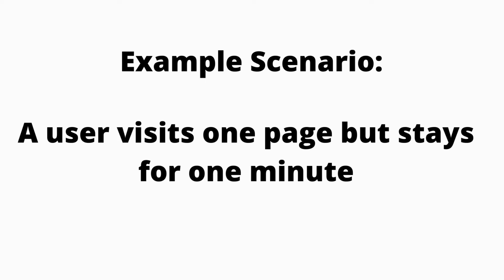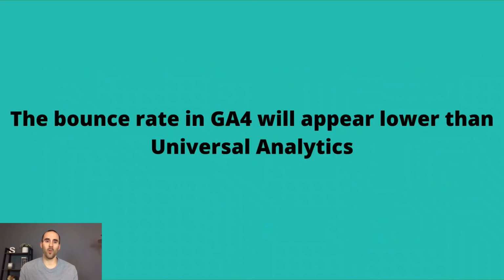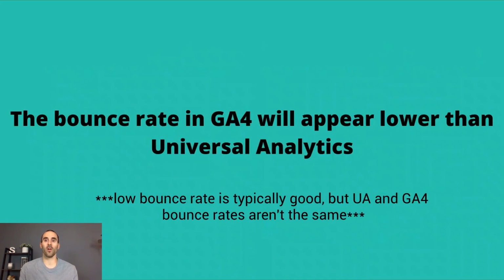Using the definition of Universal Analytics, where someone comes to your website, they look at one page and they leave, that counts as a bounce. Now, the definition of an engaged user in GA4 has that 10-second threshold. So if they stay longer than 10 seconds, that counts as an engaged session. And remember, to find the bounce rate in GA4, you take the opposite of the engagement rate. So in summary, the one big takeaway from this video is that the bounce rate in GA4 will appear lower than the bounce rate that you will find in Universal Analytics.